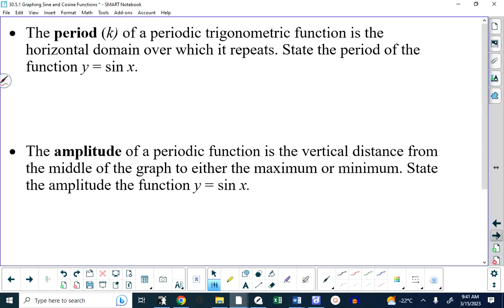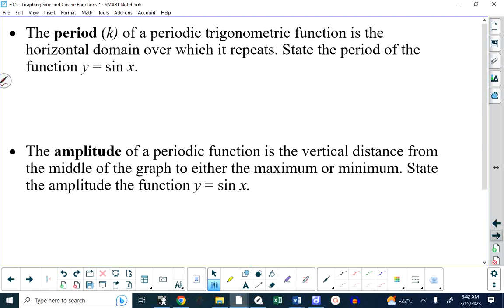Period, we use k. So let's get this out of the way. In Unit 1, when we talk about transformations, k is a vertical translation. K is not a vertical translation in this context. K is the period. How many of you have taken Physics 20?